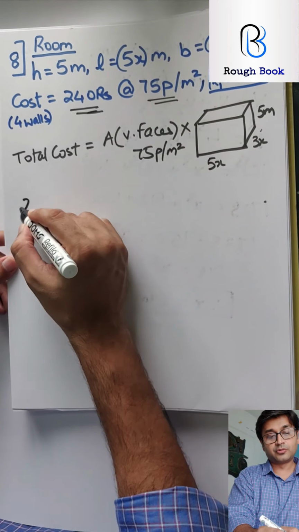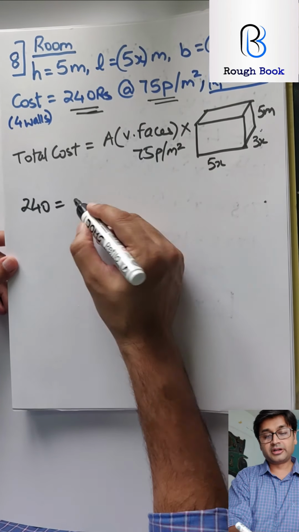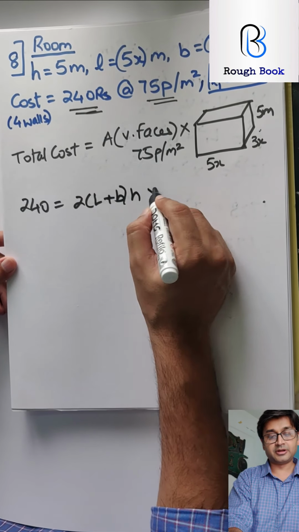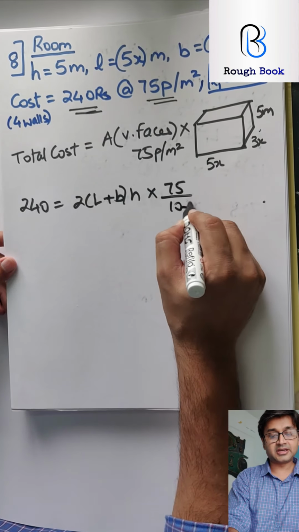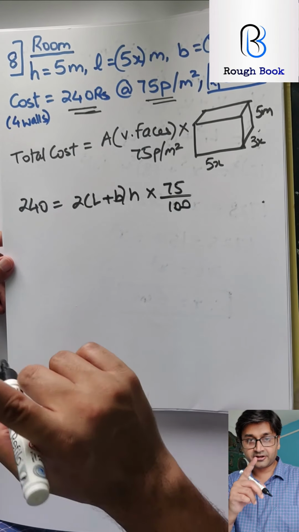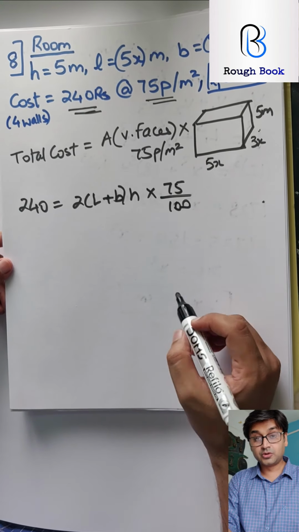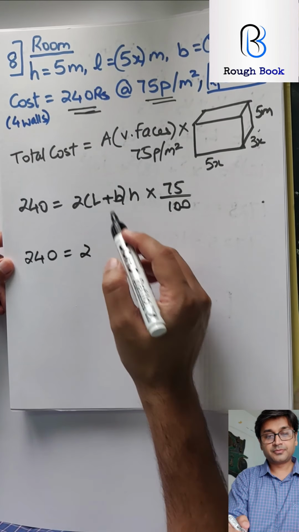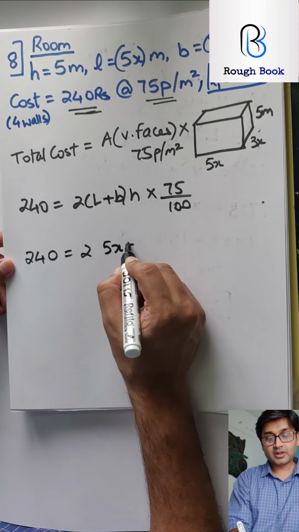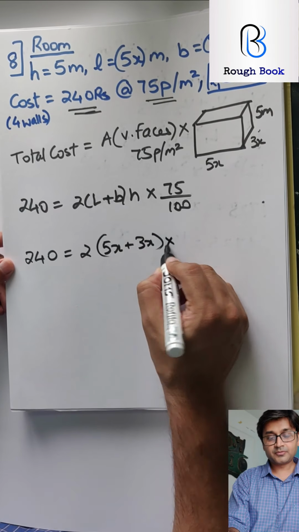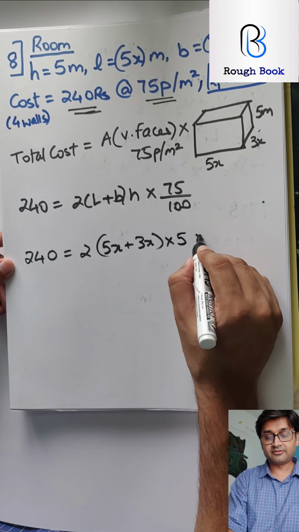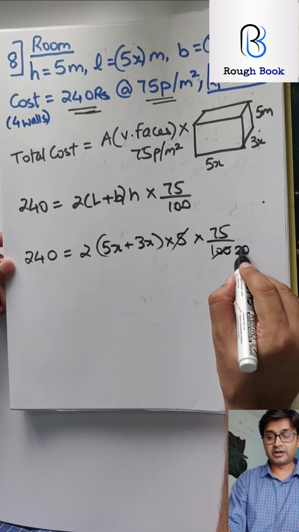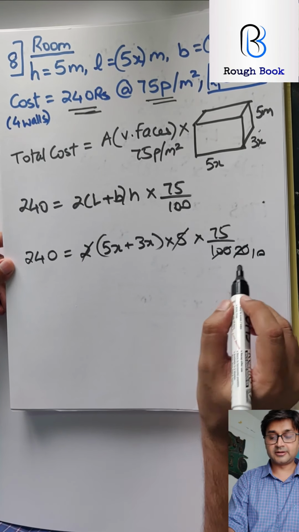So the total cost is rupees 240. Vertical faces: twice length plus breadth into height, the formula, into 75 paise, converting to rupees, so divide by 100. Don't forget that, otherwise you will lose a mark here. So 240, length is 5x and breadth is 3x, into height, which is again 5, 75 by 100. So 5 ones are 5, 20s are, 2 ones are 2, 10s are.